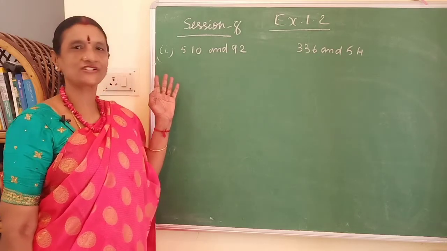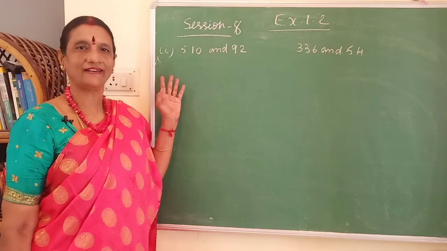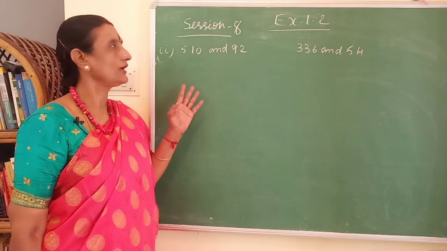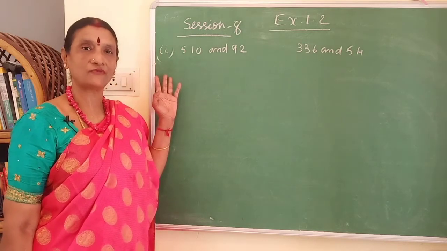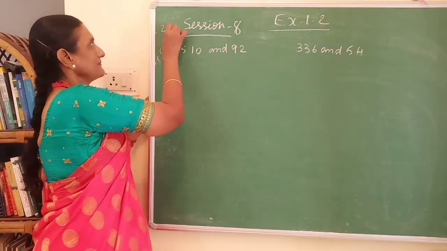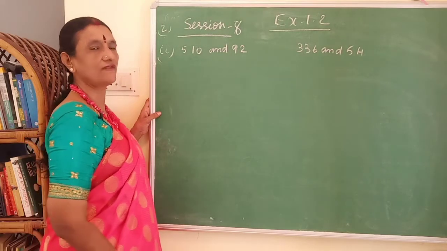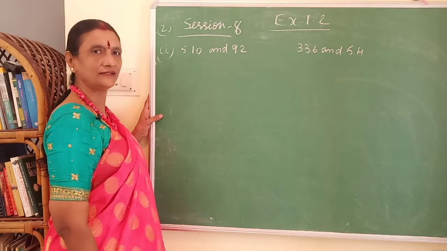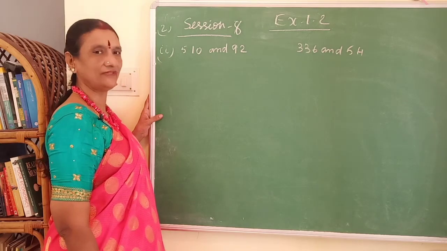Welcome to the next session on real numbers. We'll be proceeding with the sums in exercise 1.2. In the last session, we did up to the first subdivision of question number 2. We'll continue with the second subdivision. We have to use the prime factorization method and find the LCM and HCF of these two numbers.